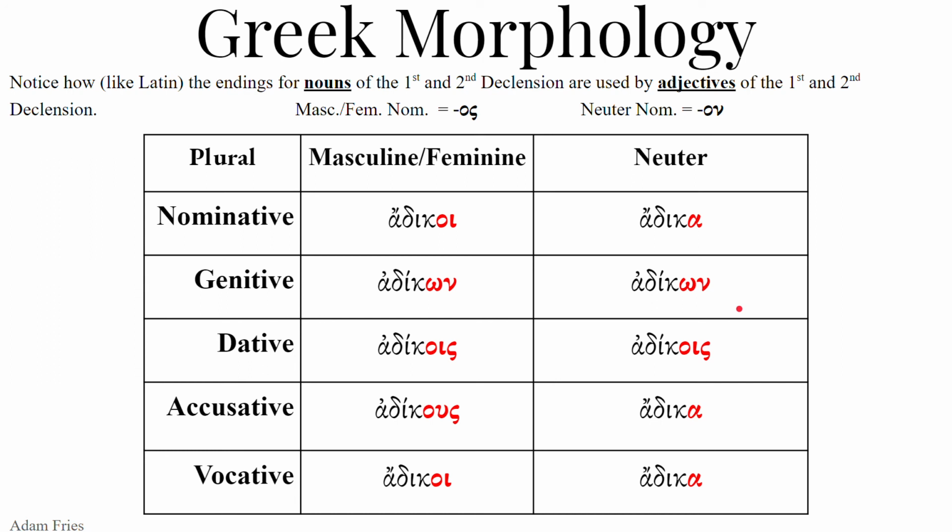Arista. That is it for first and second declension adjectives of three and two terminations. Make sure to review your noun endings and thereby by extension your adjective endings.